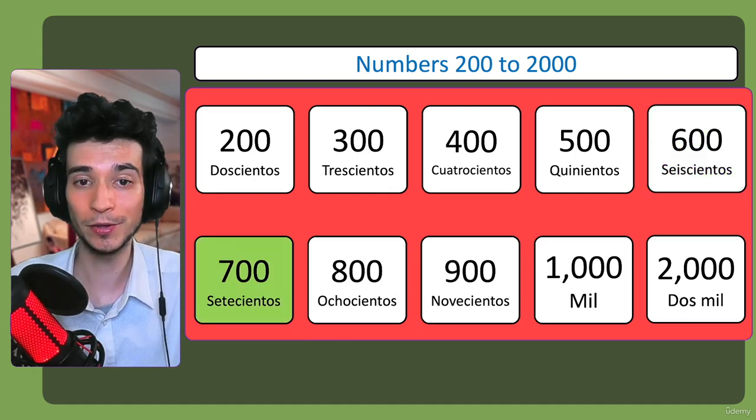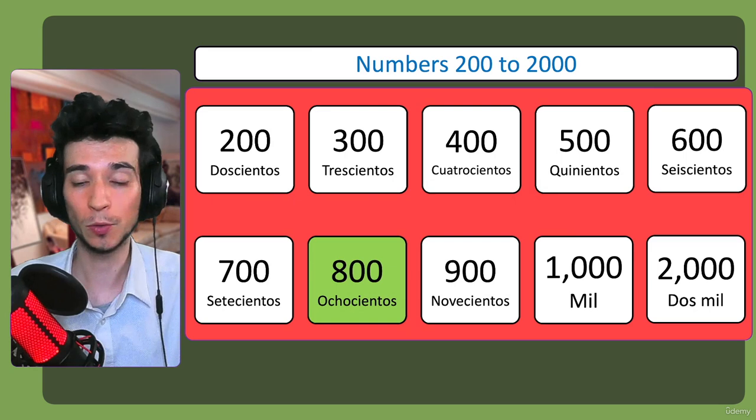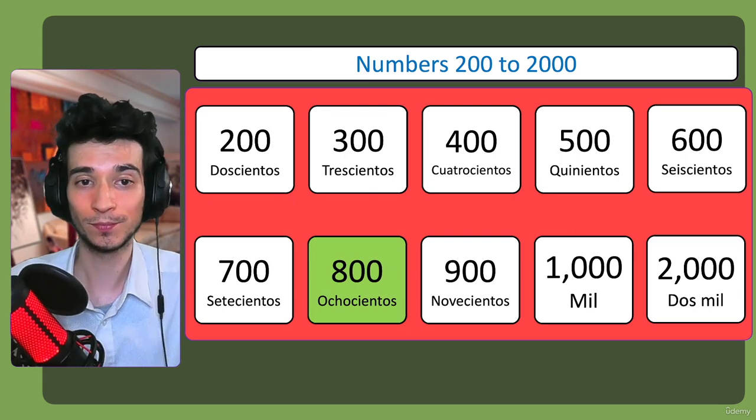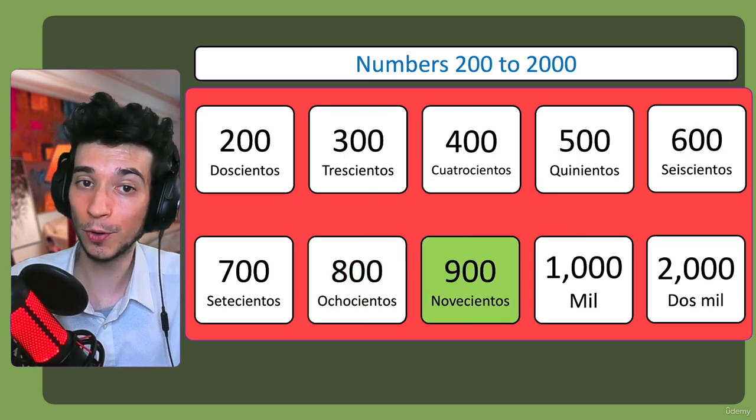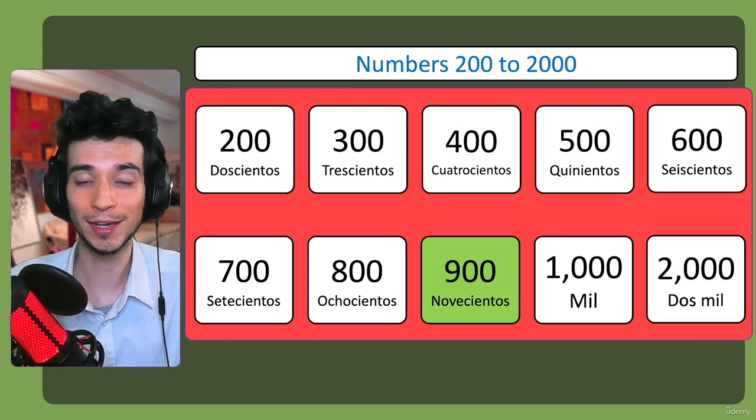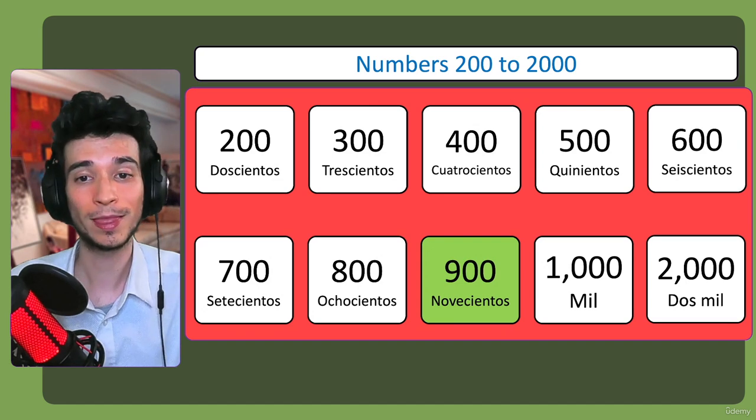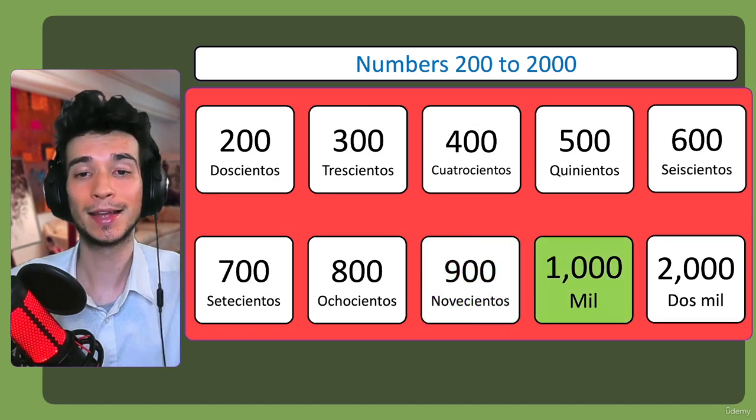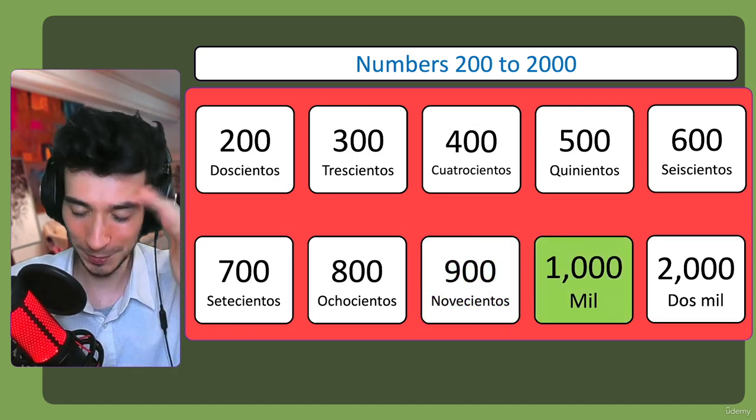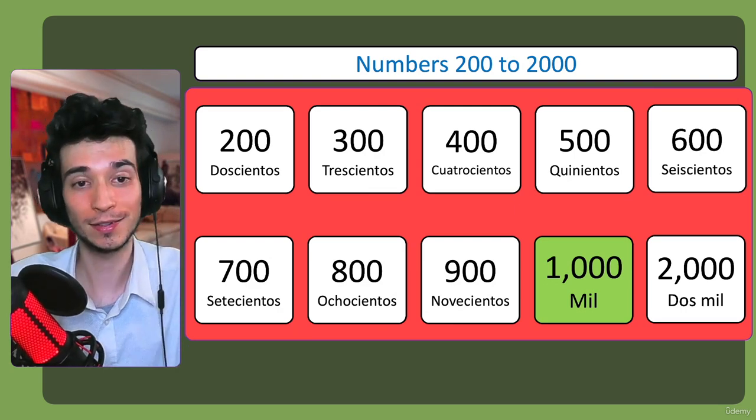700. 800. 900. Then we reach 1,000. 10,000. Oh no, my mistake. Mil, 1,000.